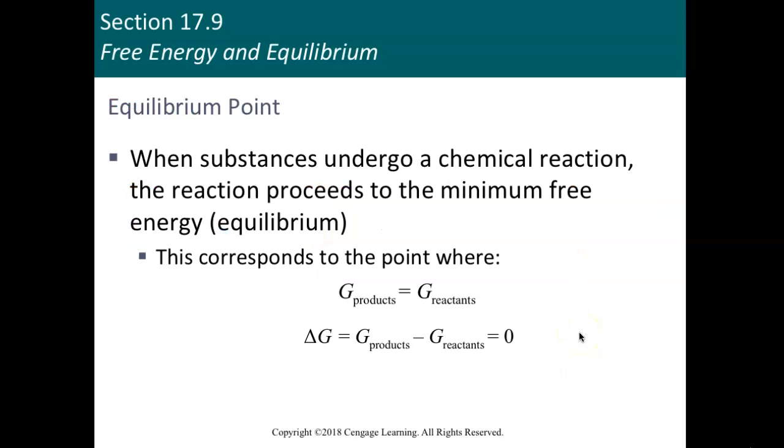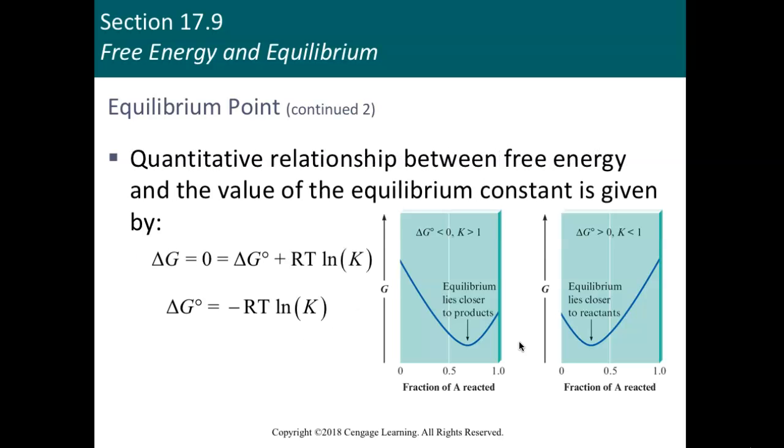Okay, so the equilibrium point is the point where the free energy of the products minus the free energy of the reactants is 0. So the change in free energy is 0. So when delta G is equal to 0, we know the reaction is at equilibrium. And we kind of did this with phase changes. We said that during a phase change, delta G is equal to 0.